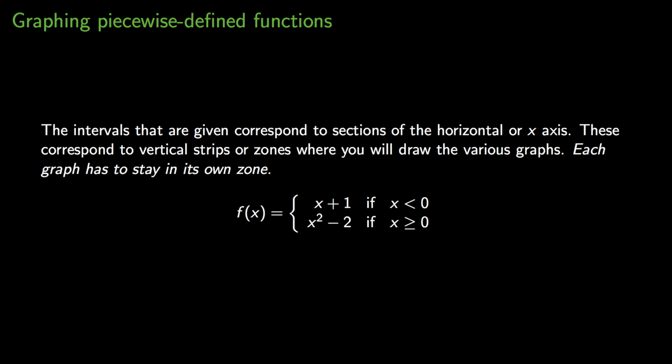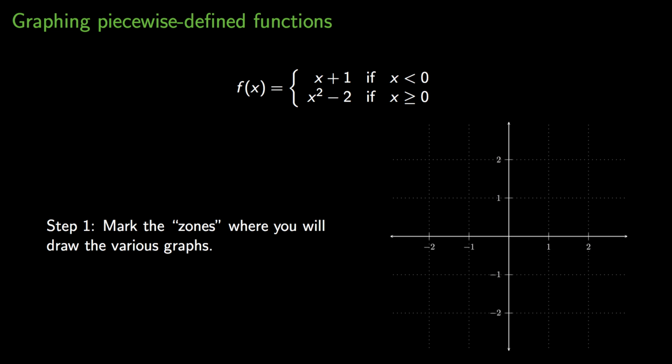This is crucial. So let's start with this example of a two-piece graph where you do one thing for non-negative numbers and a different thing for negative numbers. We're going to get ourselves a nice set of axes, and we're going to mark the zones where we draw the various graphs. A hack for this is you draw a vertical line for every number that you see over here. And so the idea here is that when x is greater than or equal to 0, which corresponds to this part of the x-axis, which corresponds to this side of the plane, we're going to be drawing a parabola.